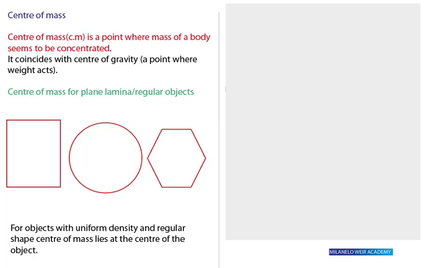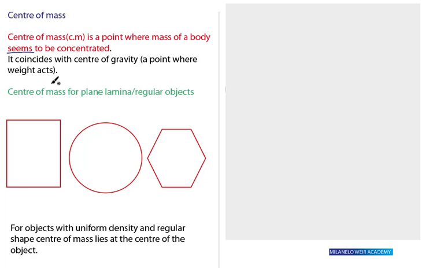Center of mass is a point where the mass of a body seems to be concentrated. So when you have an object, its center of mass is where its mass seems to be concentrated. Underline the word seems. Here we say it coincides with the center of gravity, which is a point where weight acts, right?